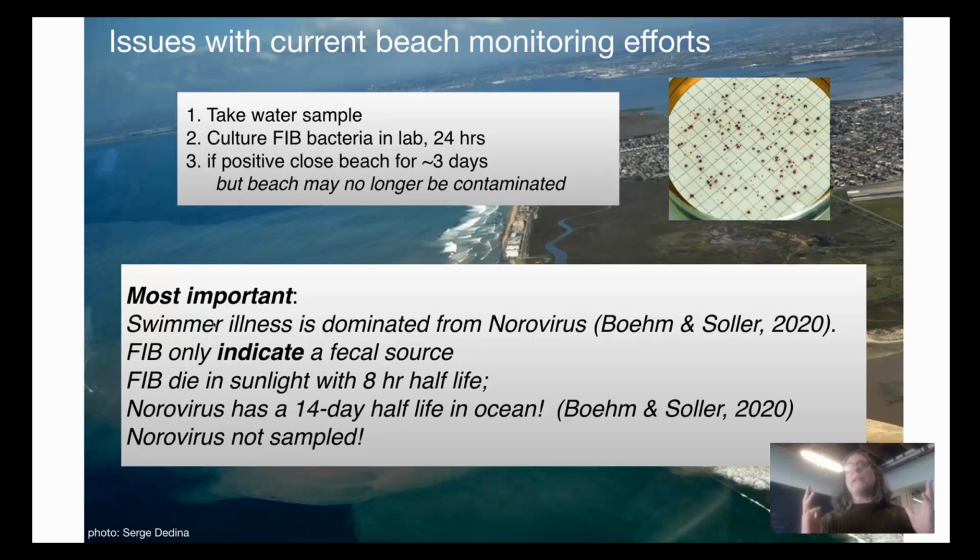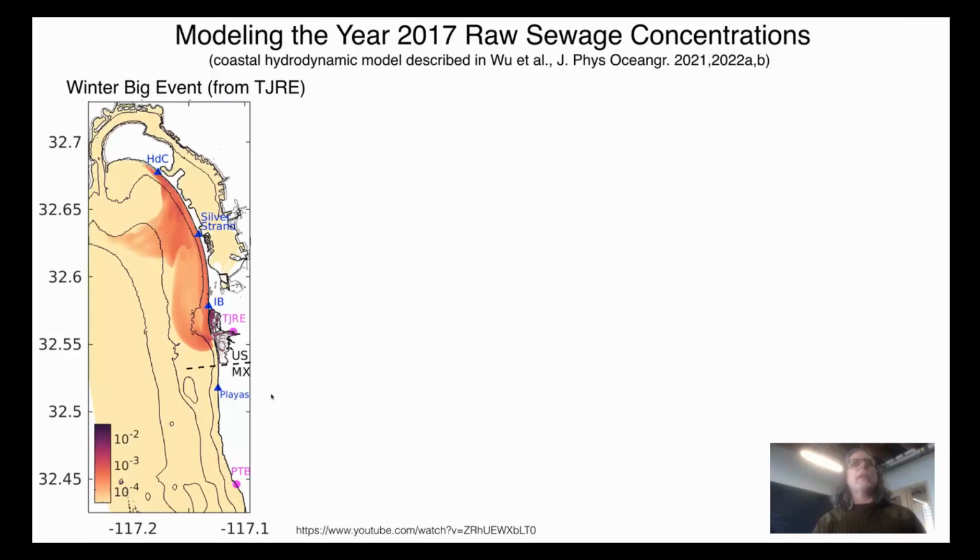So the fecal indicator bacteria could be exposed to sunlight because they're gut bacteria. They don't have any protection against sunlight. They die, but the norovirus is still hanging around, right? And we're not sampling for norovirus. And so we're going to see sort of like the effects of that.